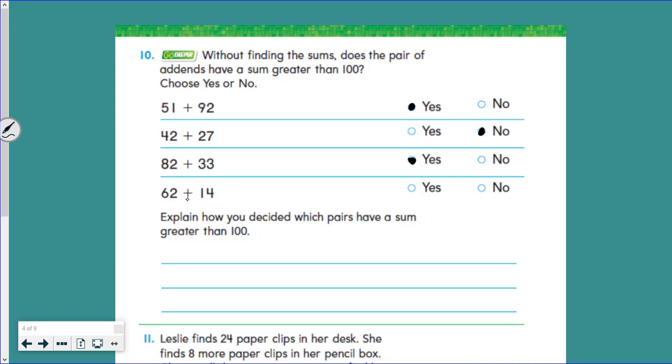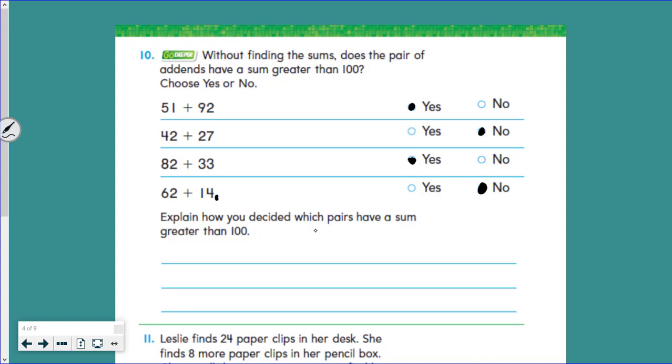And then 62 plus 14. 62 plus 10 more would be 72. 62 plus 20 more would be 82. So that's only 14. So I'm going to say no on this one.